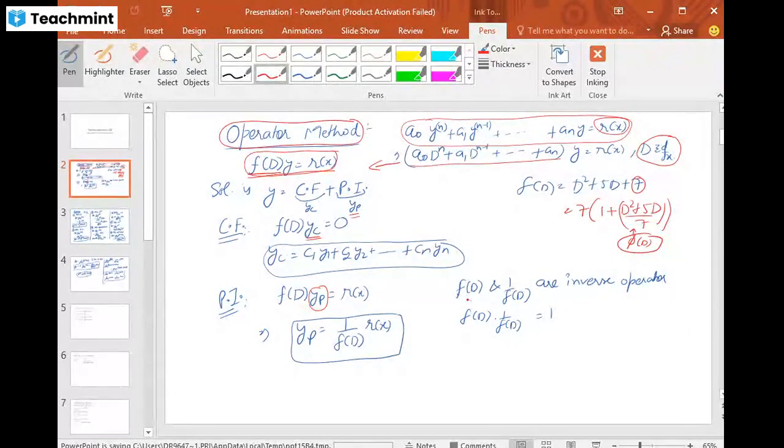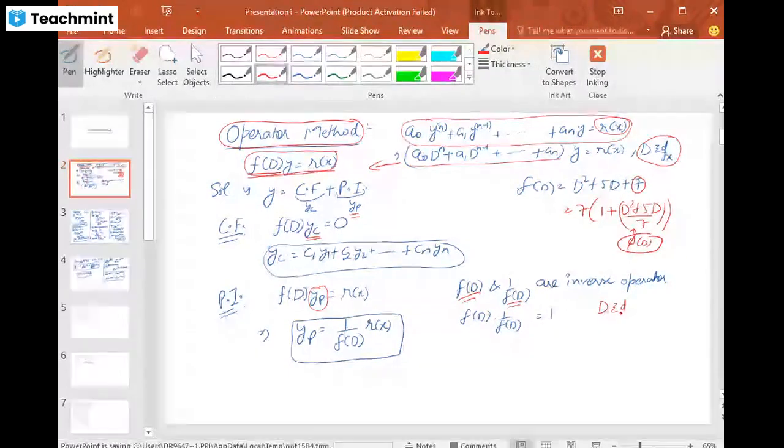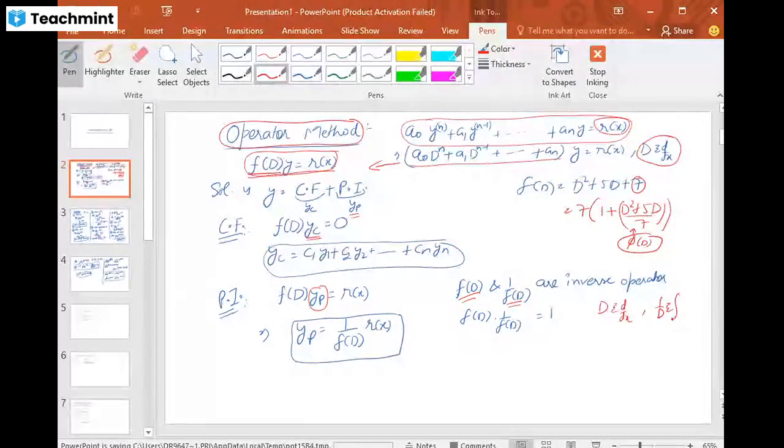The first thing we need to know is that f(D) and 1/f(D) are inverse operators, like D and 1/D. What is D? D is the differential operator d/dx. So 1/D is assumed to be an integral operator. They are inverse operators, so in general f(D) and 1/f(D) are inverse operators, which means when we take the product of these two, it is 1. To calculate the particular integral, the first step is to apply 1/f(D), that is, we apply the inverse operator. Our purpose is to calculate (1/f(D)) R(x).